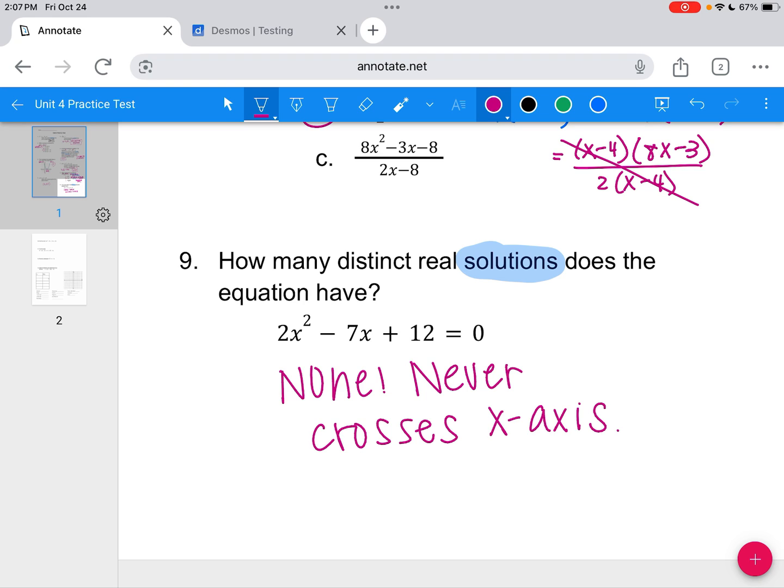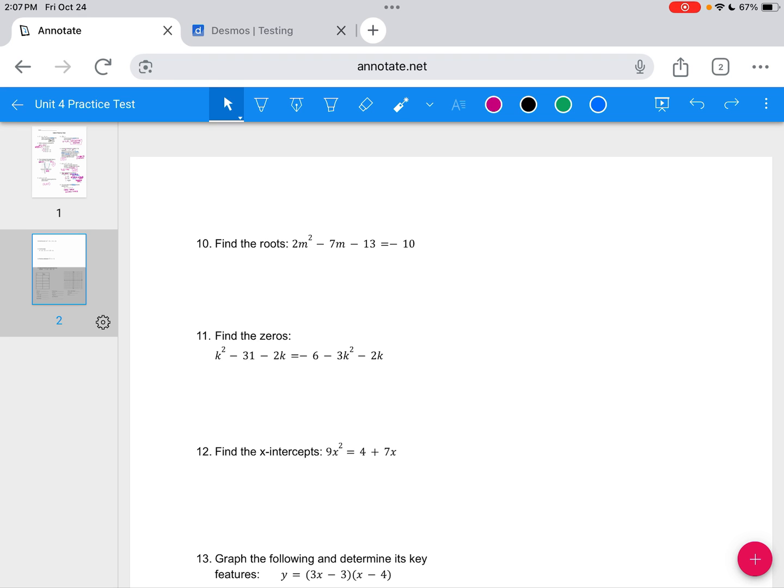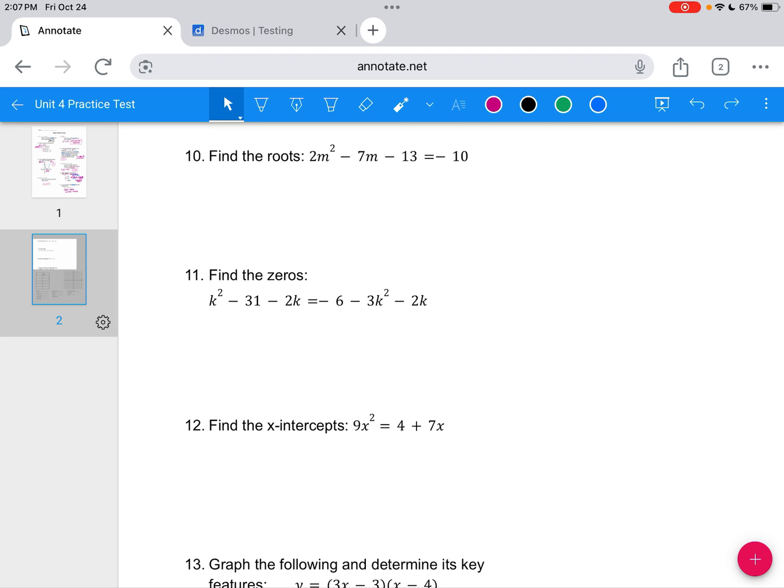And that is number 9. So number 10, I'm finding the roots. So let's go ahead and do that. Remember, those are just x-intercepts. Roots are x-intercepts, zeros are x-intercepts, and an x-intercept is also an x-intercept.